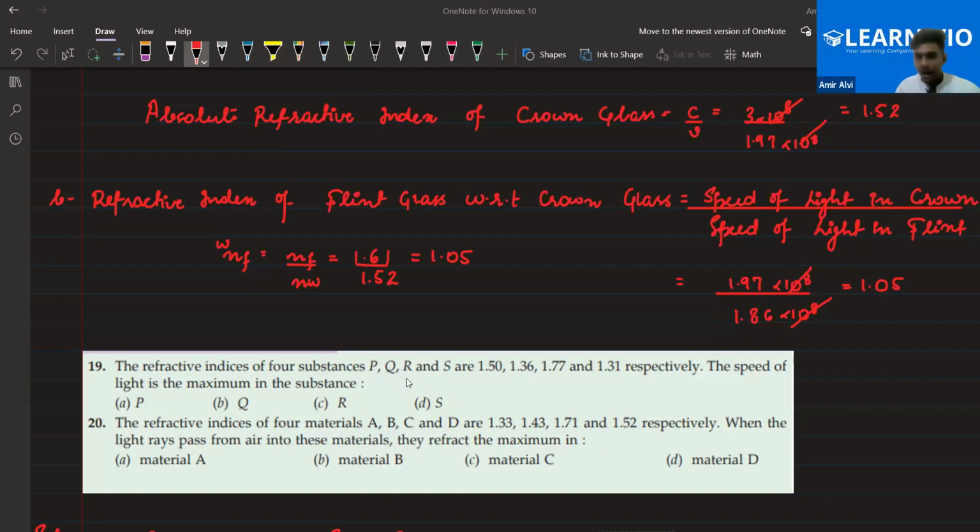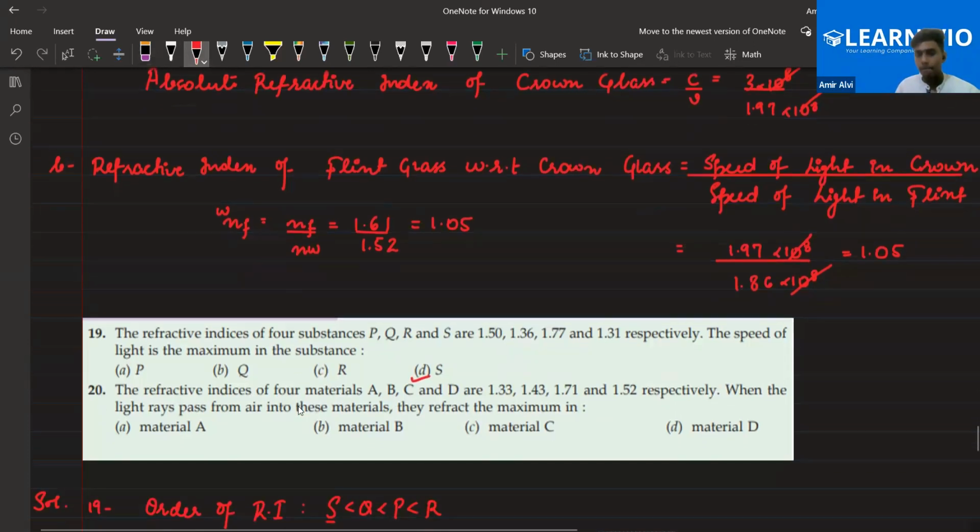As you can see, the substance in which the refractive index is lowest... not R, it is Q. No, R. Just a second. 1.31 is less than 1.36, so it is this one. 1.31 is the smaller magnitude among all. So S is the correct option. My speed of light will be maximum in the S substance. Clear, Junaid? Yeah, clear.